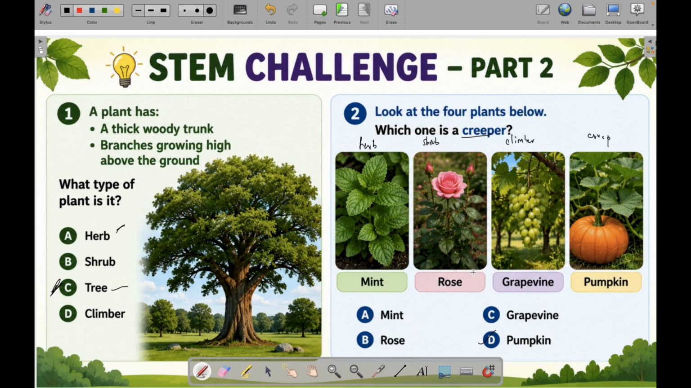So that is all we had about the structure of stem. In the next class, we are going to discuss leaves.